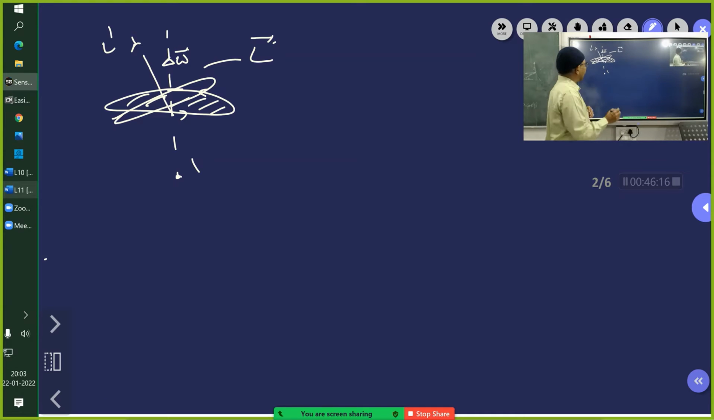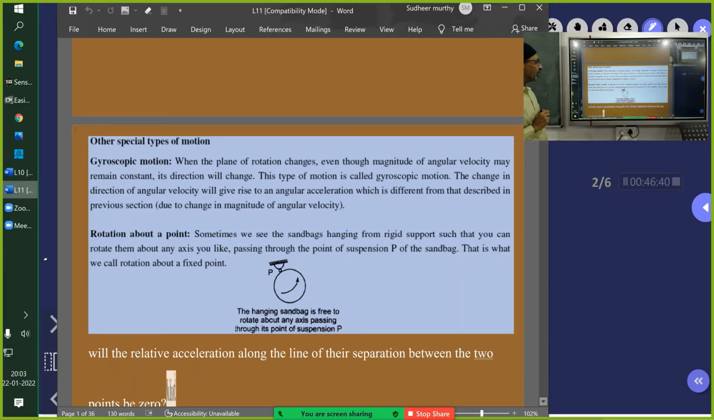See, now if this omega changes, then you will measure that as alpha. But that is when this body's angular speed changed. But here the orientation itself has changed. That is a different alpha. That's what is pitching. So when the plane of rotation changes, even though the magnitude of angular velocity may remain constant, the change in the direction of angular velocity will give rise to angular acceleration, which is different from that described in the previous section. Just a mention of it. We'll handle that later on.